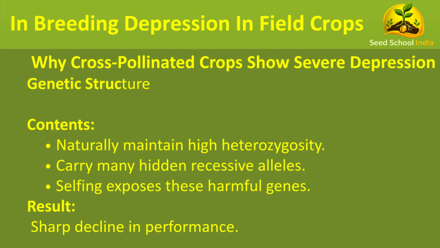Cross-pollinated crops naturally maintain a high level of heterozygosity and possess many hidden recessive alleles. Under normal cross-pollination, these harmful alleles remain masked by dominant genes. However, repeated self-pollination exposes these recessive alleles, causing a rapid decline in plant vigor and productivity. This is why inbreeding depression is much more severe in crops like maize and pearl millet than in self-pollinated crops such as wheat and rice.